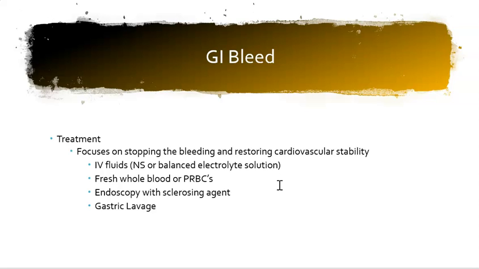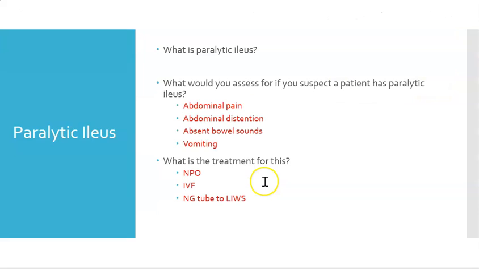Endoscopy, they could be using a sclerosing agent to burn that area where it's bleeding. And then, of course, gastric lavage, and lavage means to wash. So they're going to be bathing that area to find out where the bleed is.